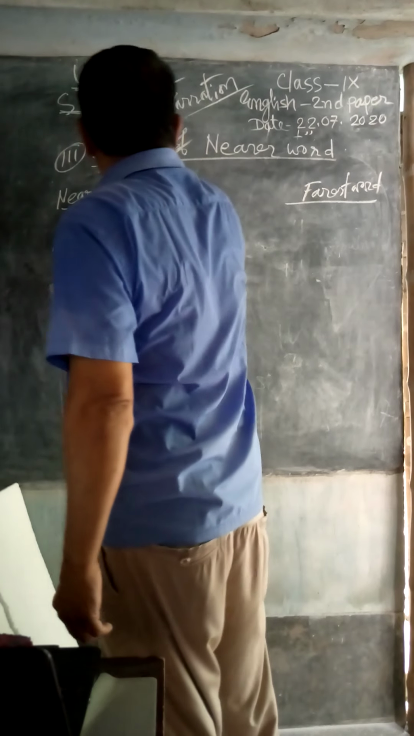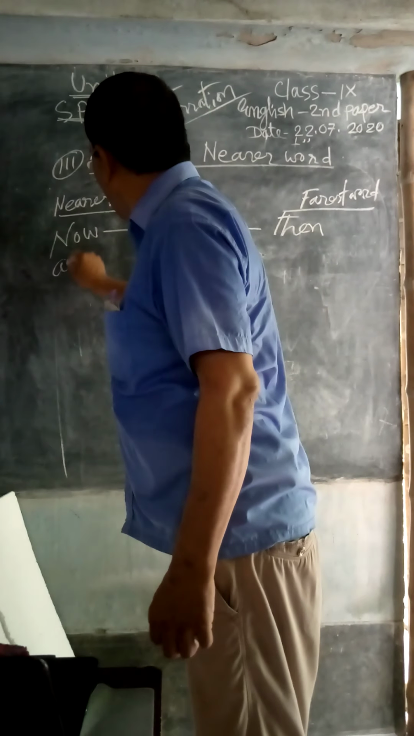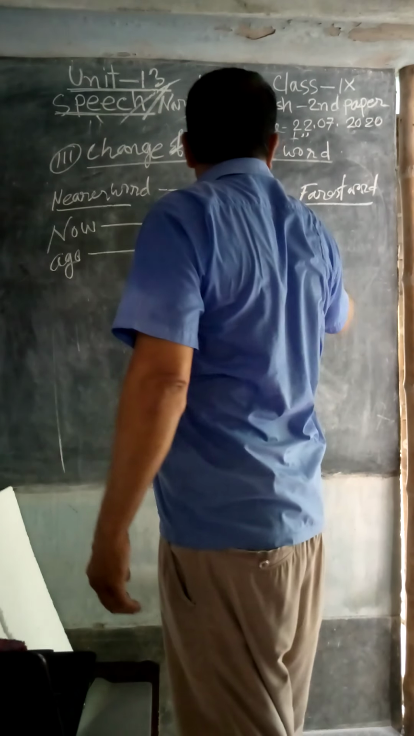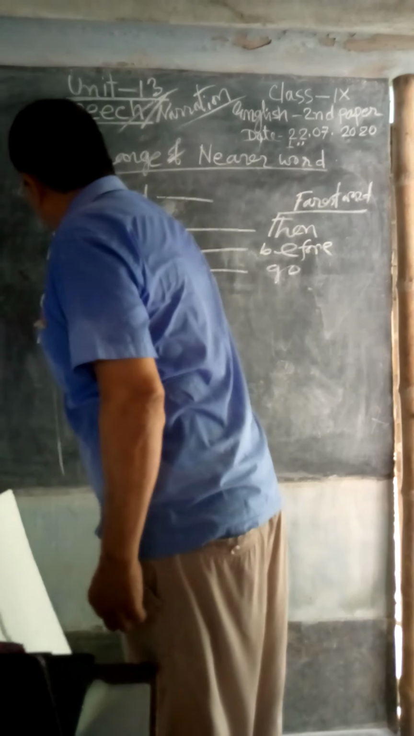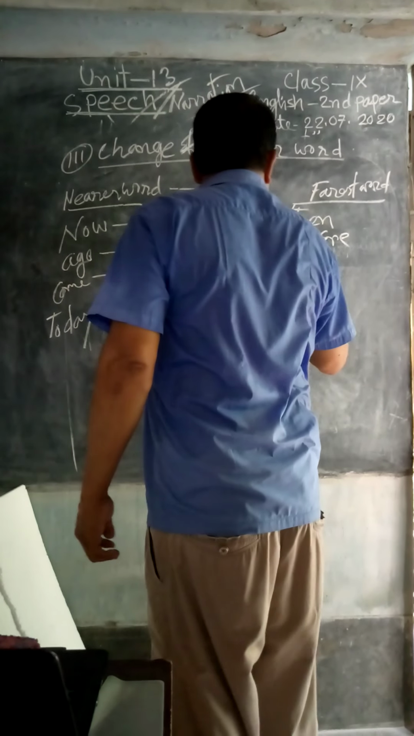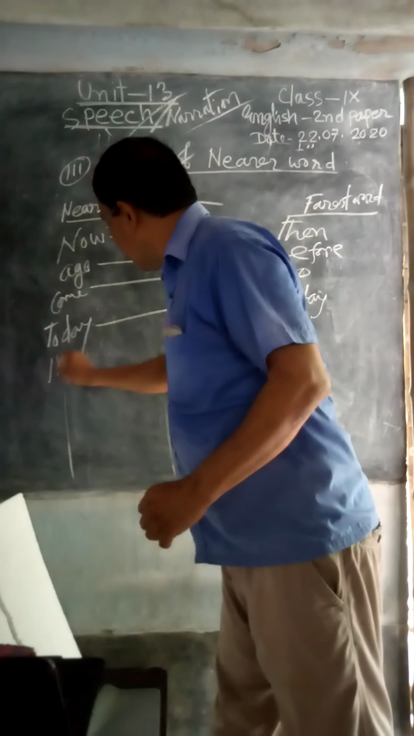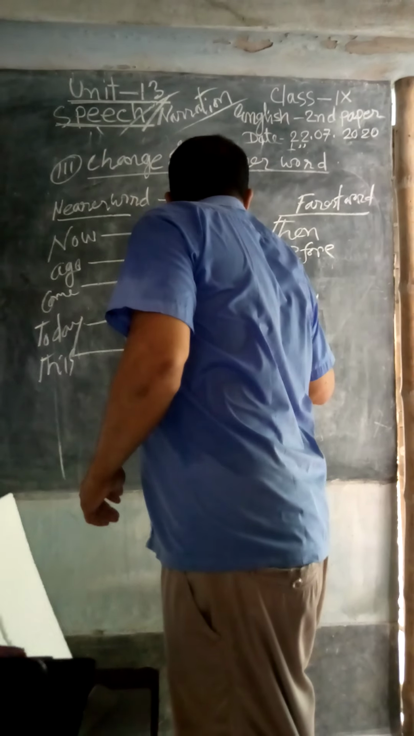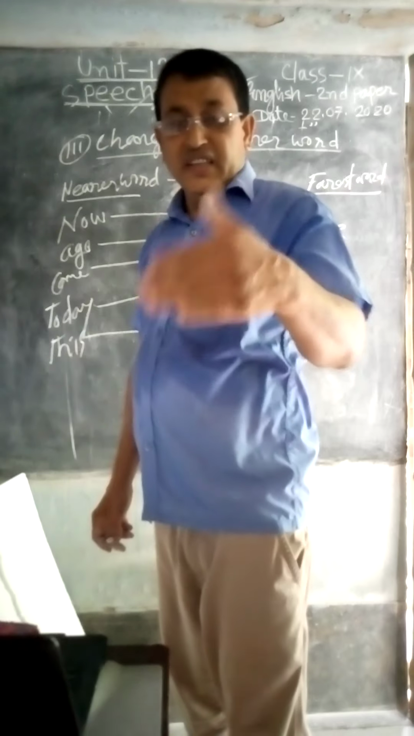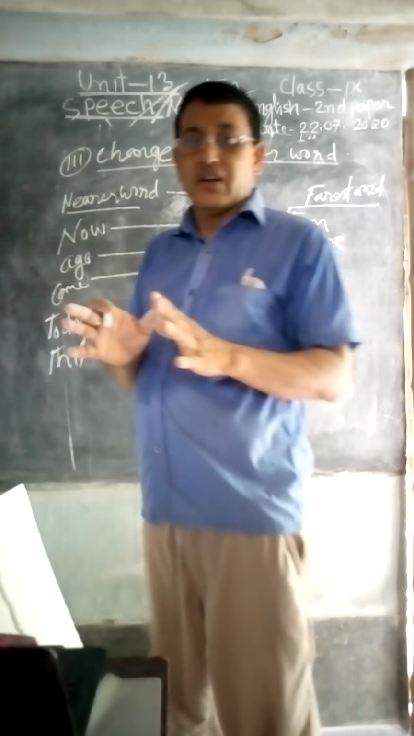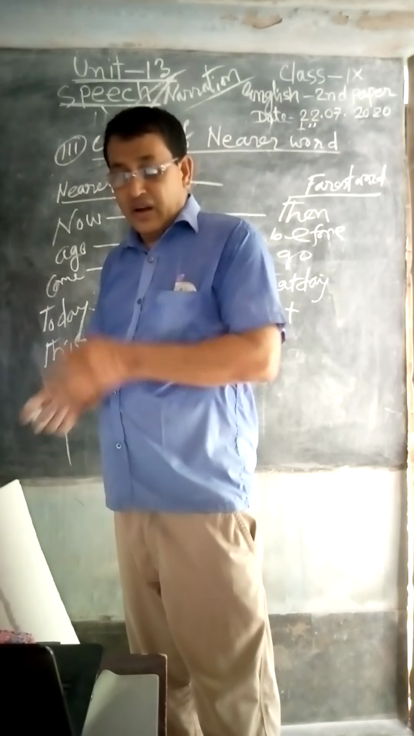Now will be then. Ago becomes before. Come becomes go. Today becomes that day. This becomes that. Yesterday becomes the previous day. In this way, you will read from your grammar book and another helping book.